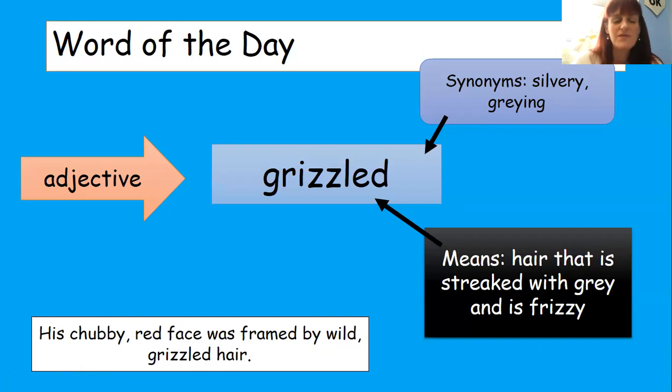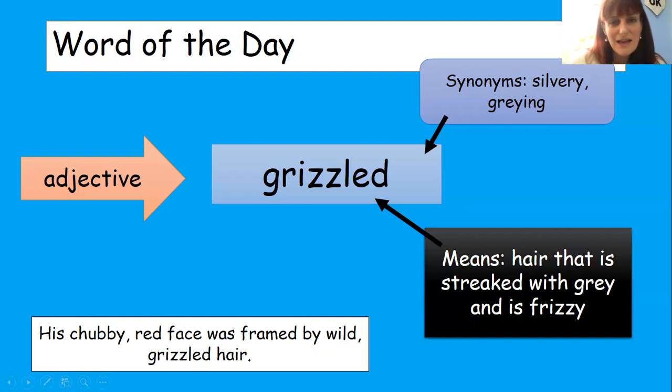We're going to start with the word of the day in English this morning, okay? And today's word of the day is grizzled. It means hair that is streaked with grey and is frizzy. So it could be hair on your head, but it could also be a beard or eyebrows even.